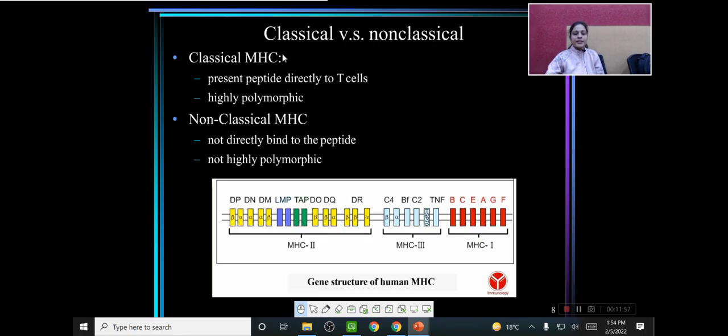So first, classical versus non-classical. In classical MHC, it presents peptide directly to T cells. What's happening in classical? The peptide directly interacts with T cells. Suppose this is the T cell and this is the antigen, and this is the peptide. This peptide directly interacts with this T cell. So this is the classical, and this is highly polymorphic in nature. In non-classical MHC, it does not directly bind to peptide, and it is not highly polymorphic.